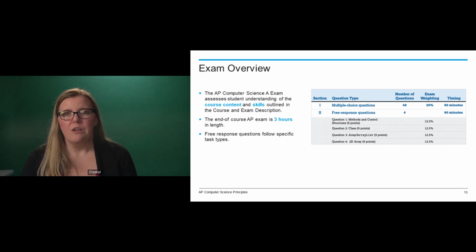Our exam is comprised of two parts. We have 40 multiple choice questions. That's 50% of your score. You sit for that in May, and it's 90 minutes. Then you get another 90 minutes to do four free response questions. We have certain question types that go along with that, and that is 50% of your grade as well. So it's a 3-hour total exam made of multiple choice and free response. You are handwriting program code in this free response section of the exam.